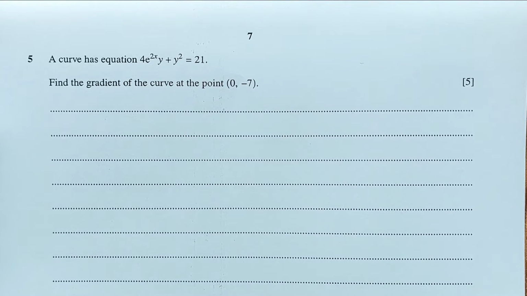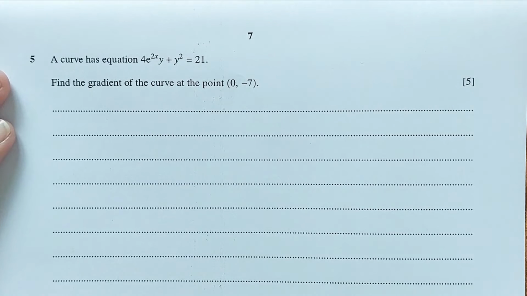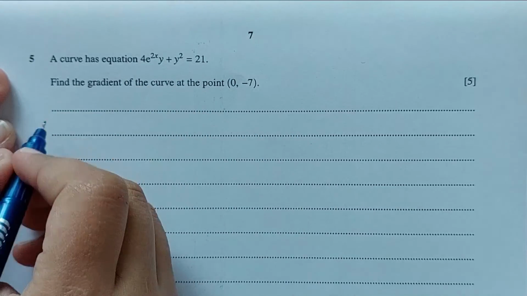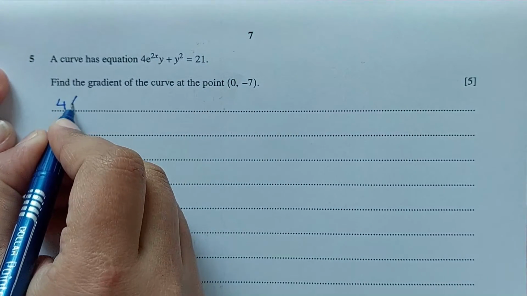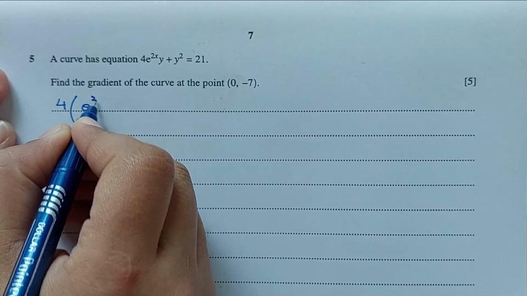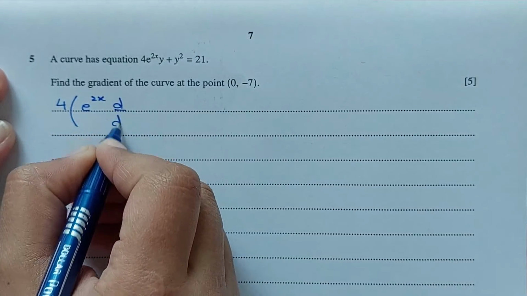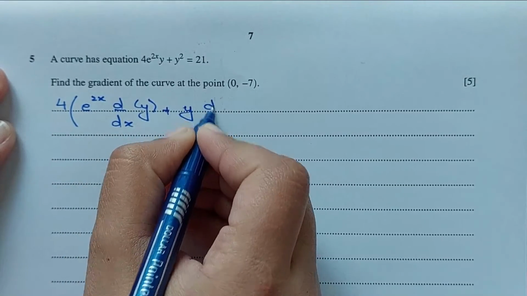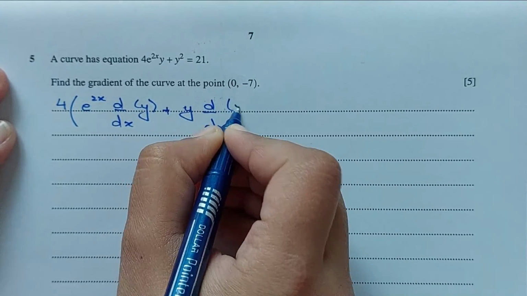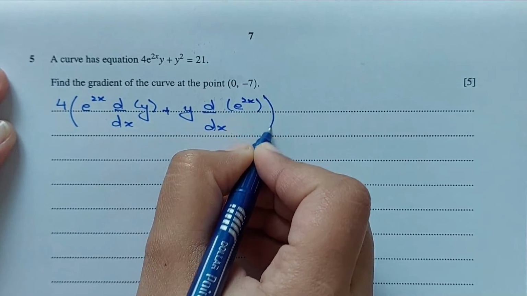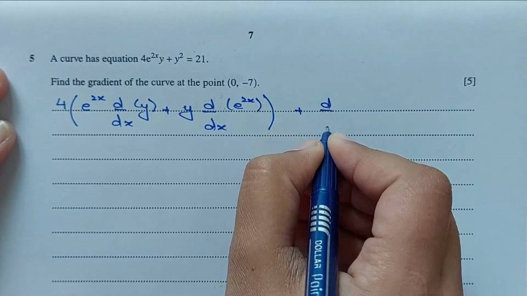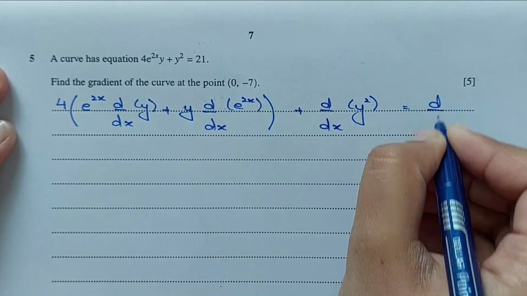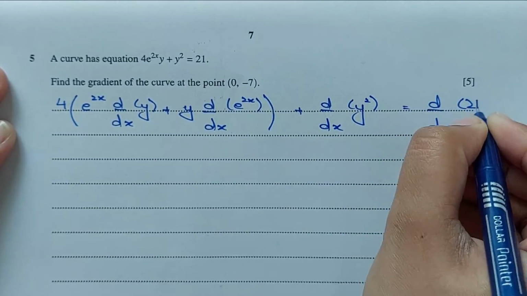Question number 5, a curve has the equation given. Find the gradient of the curve at the point 0, -7, right? So let me differentiate this. We have to use the product rule. The first function stays the same, times the derivative of the second function, d by dx of y, plus the second function stays the same, times the derivative of the first function, e power 2x, plus the derivative d by dx of y square, equals the derivative of 21 with respect to x.